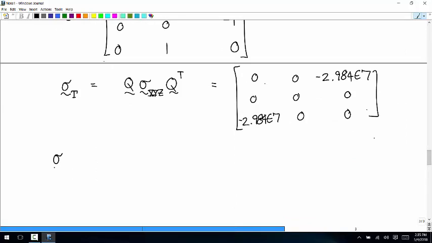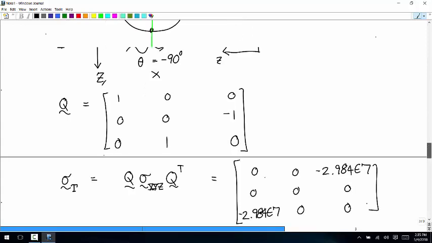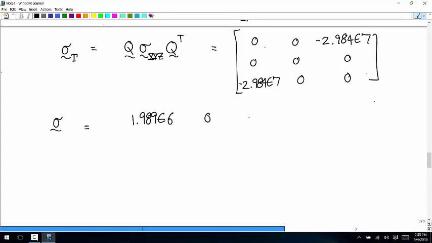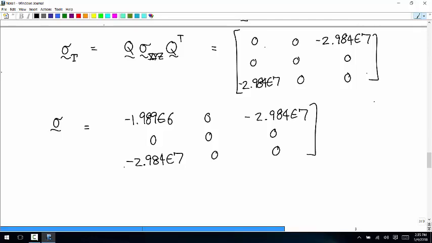And so now the total is, what was it, 1.989 times 10 to the 6, 0. And that one's positive, negative. And then negative 2.984 times 10 to the 7, 0, 0, 0. Negative 2.984 times 10 to the 7, 0, 0. Now, so that's the stress tensor.